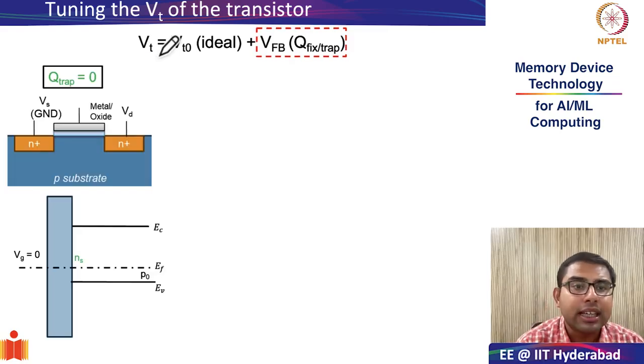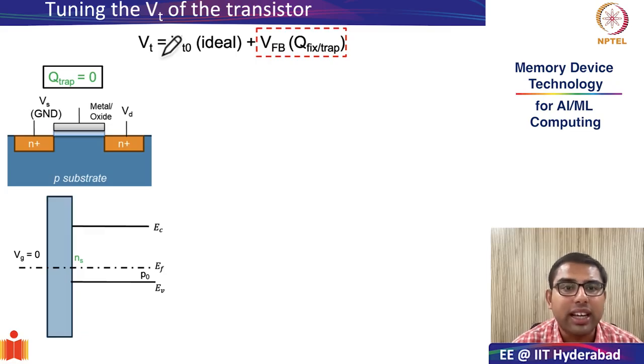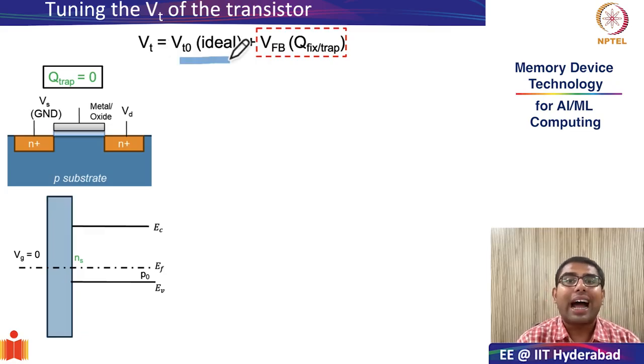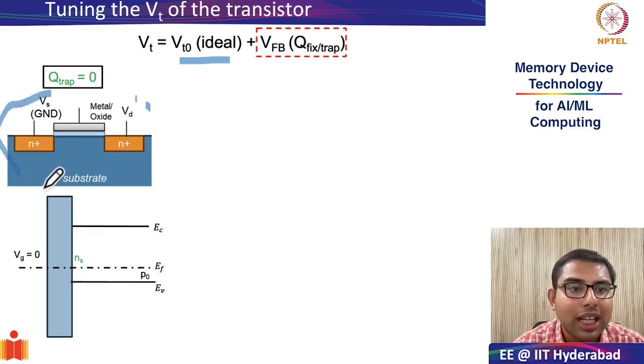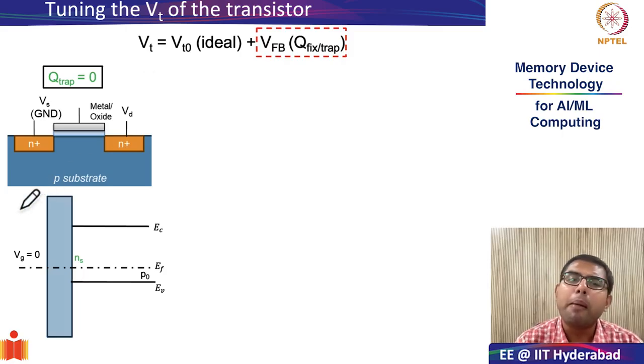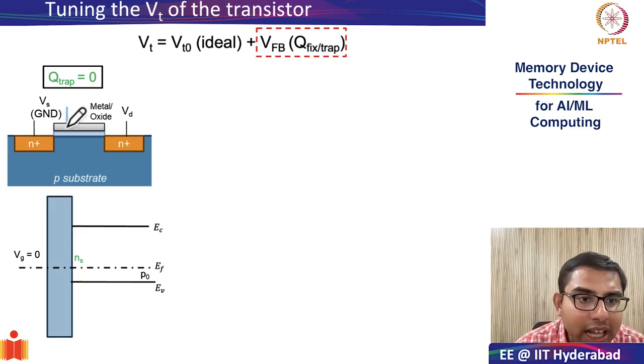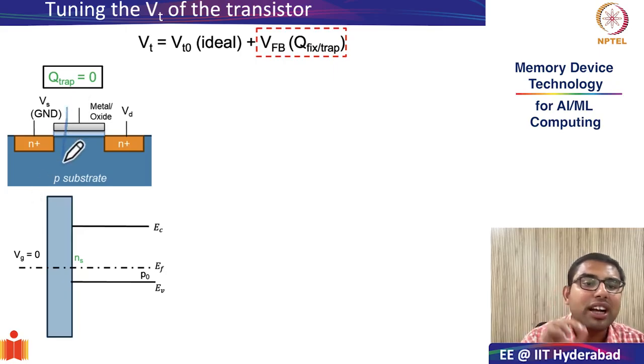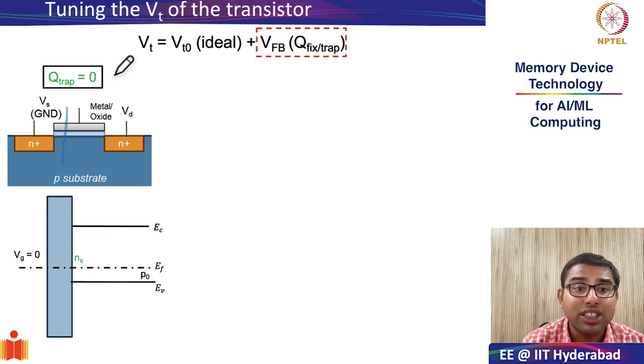So first, let's discuss the ideal case. Let's look at what the ideal case will look like, where the trapped charge inside this oxide is absolutely zero. I have reproduced the schematic of the transistor, and below it is something called the band diagram. What is a band diagram? Band diagrams show what happens to the conduction and valence bands within the semiconductor when you start applying a gate bias.